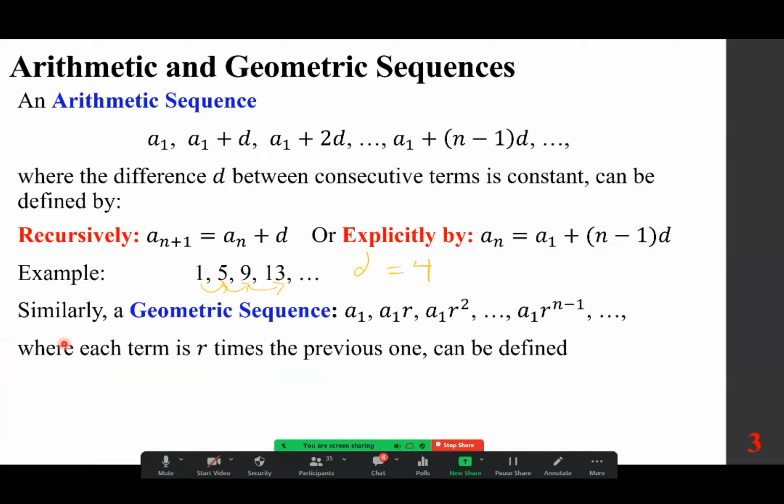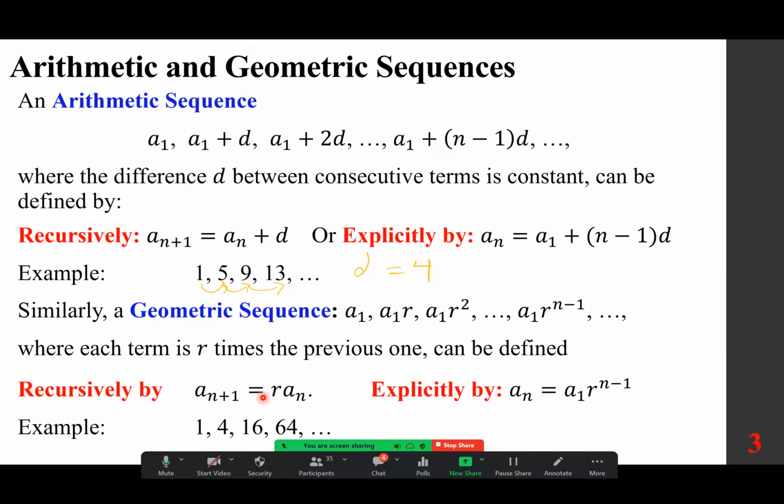Here, a geometric sequence, we start with a sub 1, then we multiply by r: a sub 1 r, a sub 1 r squared, and this is the general term, a sub 1 r to the power of n minus 1, where each term is r times the previous one, and we can define it as follows. R is a constant, we call it the ratio, versus a difference or distance.